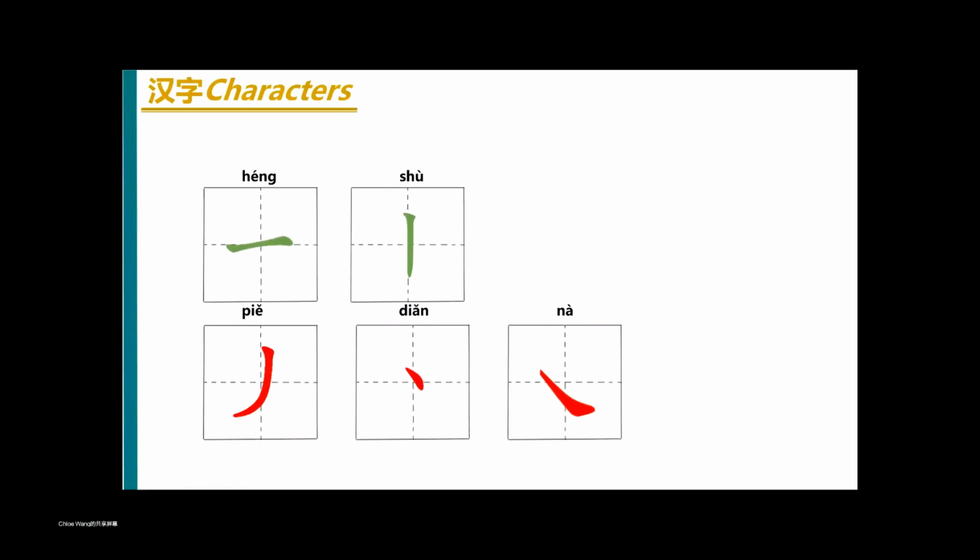So for the really small one, it's just in the middle, and for na, it's much longer. When you're practicing the character, whenever you're writing it down, like you're writing 横, you read it out as well, so that it helps you to remember.